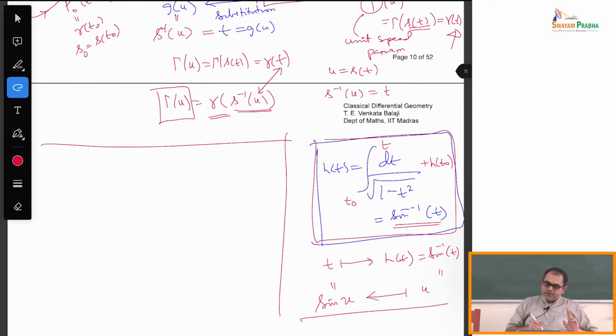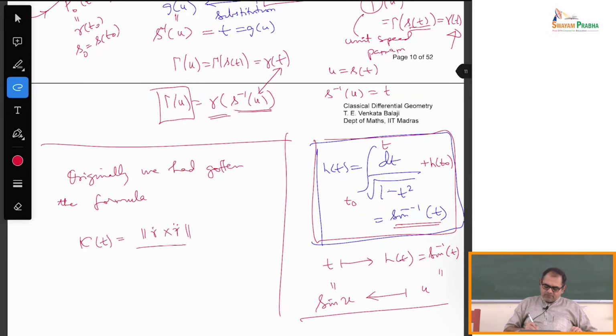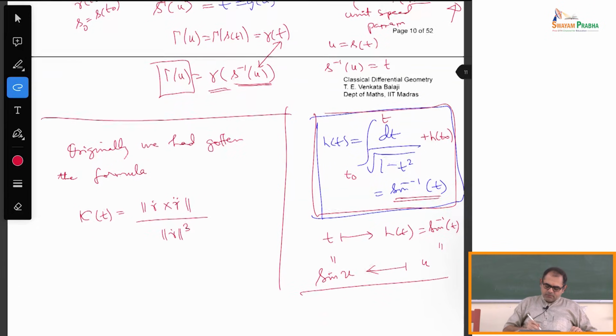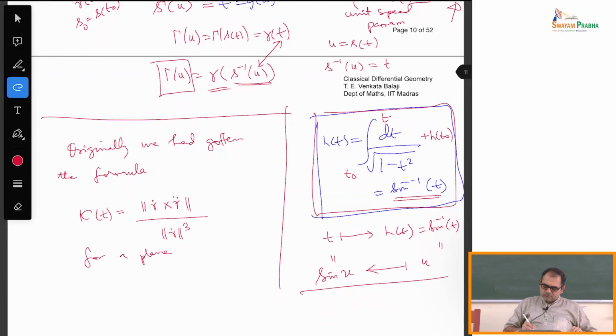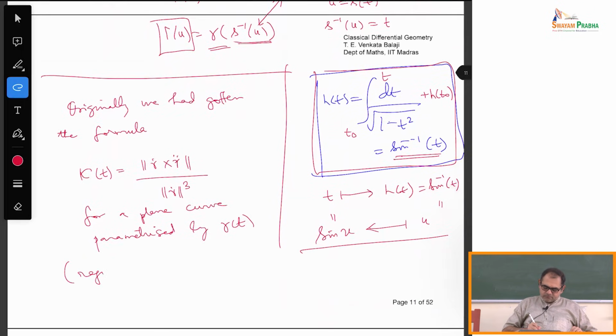So what was the original geometric formula? So let me write this out. Originally we had gotten the formula: curvature at the point t is norm of gamma dot cross gamma double dot divided by norm gamma dot the whole cube, for a plane curve parametrized by gamma of t, of course regular, gamma dot t never 0. Okay, so we got this formula.